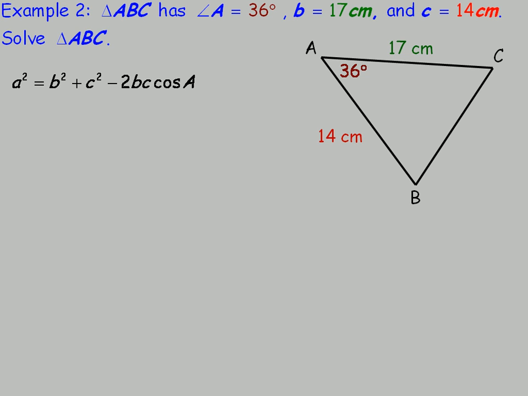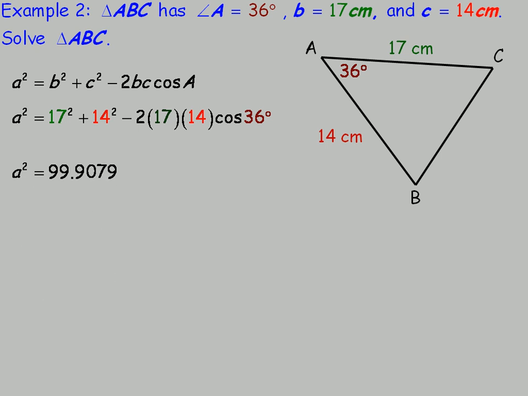So a squared would equal b squared plus c squared minus 2bc cos A. So that's the cosine law to find side A. And side B is 17, side C is 14, and the angle A is 36. So we'll substitute those values into the cosine law. And once again over here, remember your BEDMAS, you have to multiply the 2, the 17, the 14, and the cos of 36. And then that gets subtracted from 14 squared plus 17 squared.